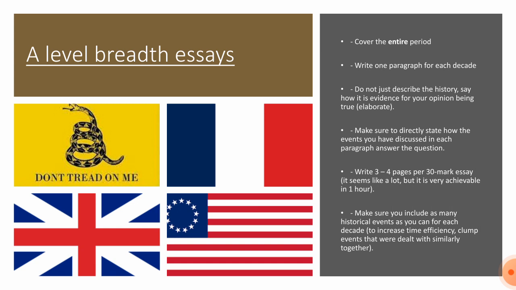So, you're going to have to write one paragraph for each decade, roughly about 0.6 of a page, so just over half. It seems like a lot, but it's fairly achievable. Obviously, don't just describe the history, you have to relate it directly to the question. So, you may have some knowledge about Luddism, but don't just describe it blatantly.